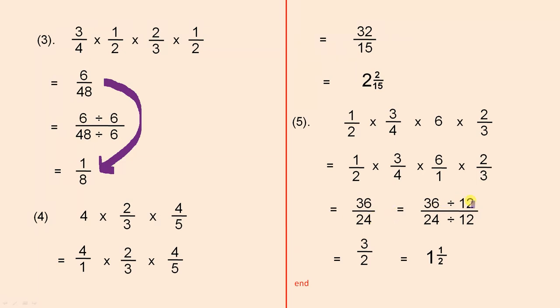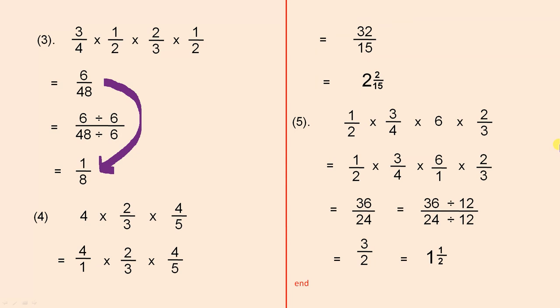Our knowledge of tables tells us that 12 will divide into the numerator and the denominator. 36 divided by 12 is 3. 24 divided by 12 is 2. So that's 3 over 2, which is an improper fraction, and we can change that to 1 and 1/2.